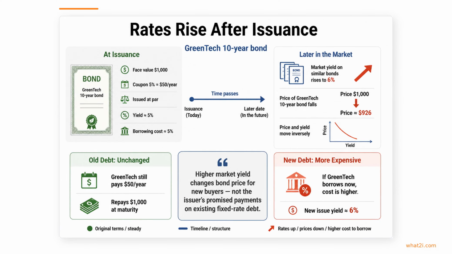Suppose GreenTech issued a 10-year bond at 5% when market conditions allowed it to sell at par. If similar bonds later yield 6%, the old bond's price falls to around $926 for investors, but GreenTech still owes the same fixed $50 a year and $1,000 at maturity. Only new borrowing becomes more expensive.